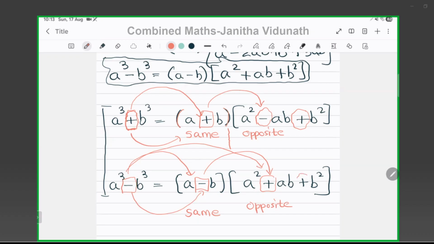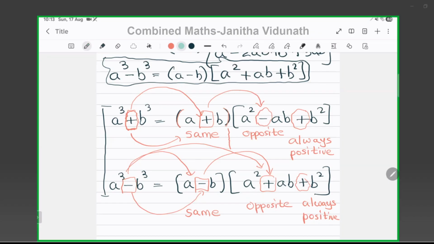The final sign is always positive. Let me repeat. The final sign is always positive for both factorization techniques.